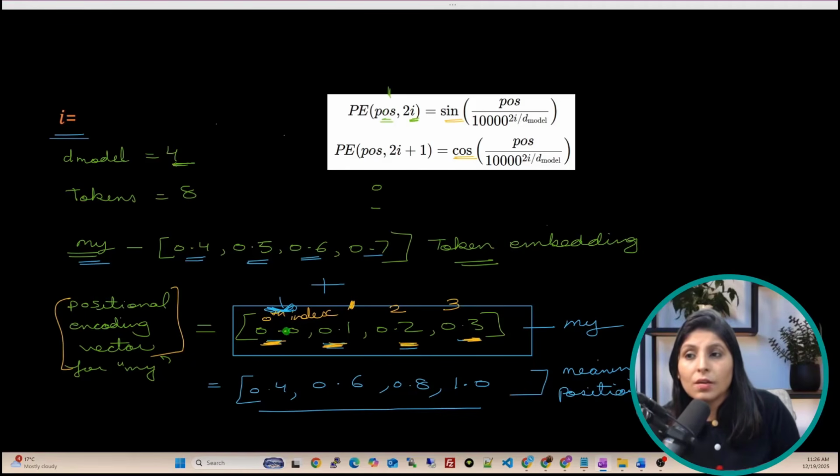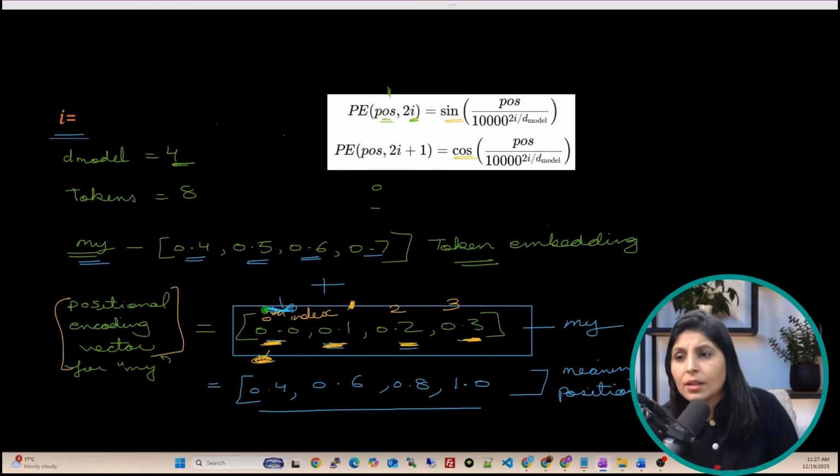We know the first value is at the 0th index of the positional encoding vector. This value is at the first index, and this is at the second index, and this is at the fourth index, right? But you will not give a single value. You will not work on a single value at one time. You will work on two indexes. You will work in a pair. What that means, now let me explain that.